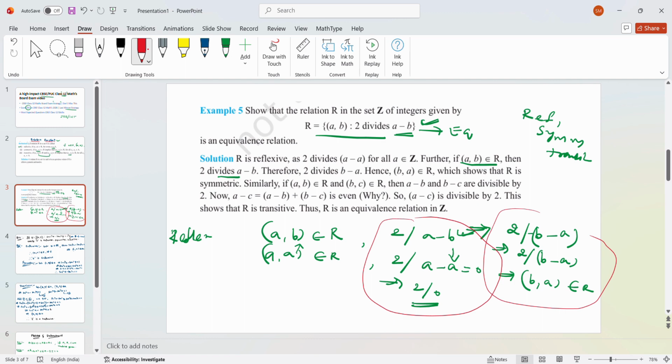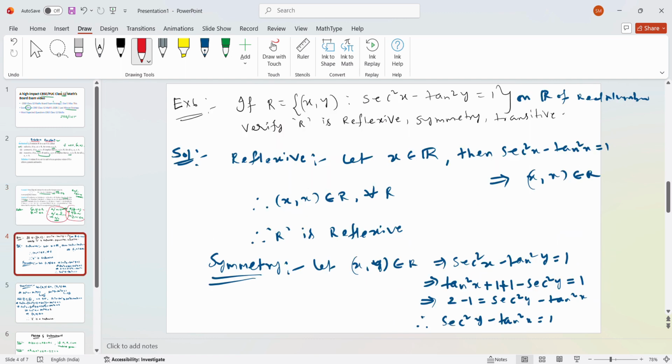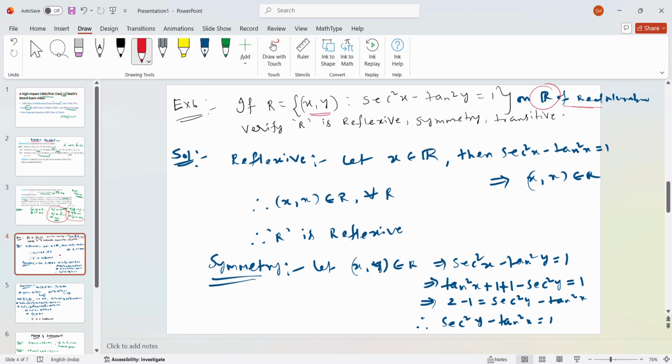Now what if I get a new question, something like this type of question. I have a relation here: (x, y) such that secant square x minus tan square y is equal to 1 on the set of real numbers. This is not a relation, this is the set of real numbers. Now verify whether these relations are reflexive, transitive or symmetric. You can see, let x belong to R, which means I can write secant square x minus tan square x is equal to 1. Why?